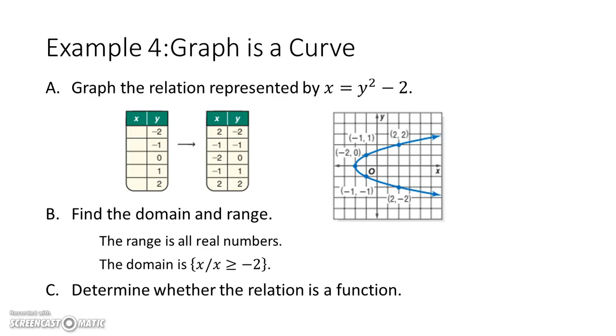Okay. To determine whether it's a function, you can use the table and the vertical line test. Okay, so there's the vertical line test: there are 2 y values for each x value except for negative 2. Therefore, the equation y squared minus 2 equals x does not represent a function.